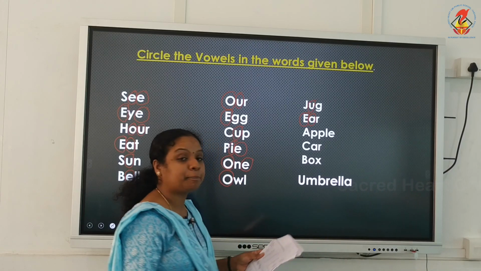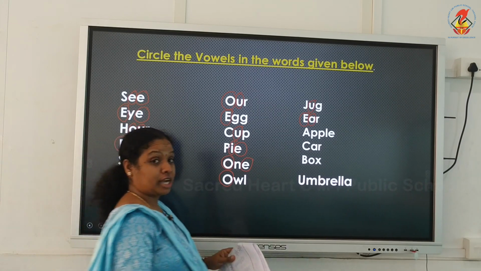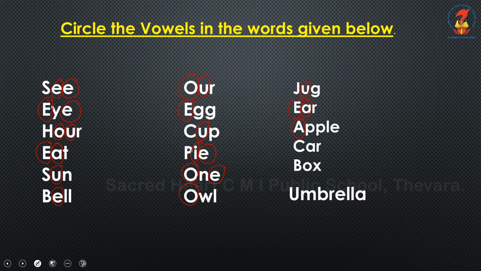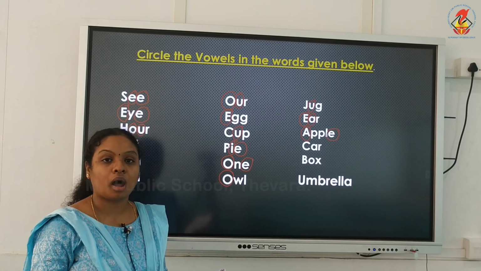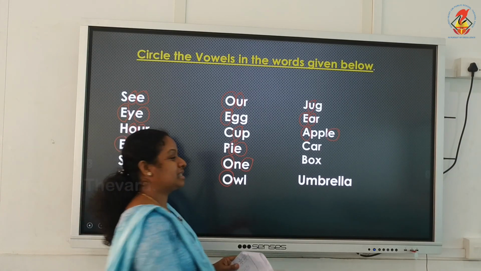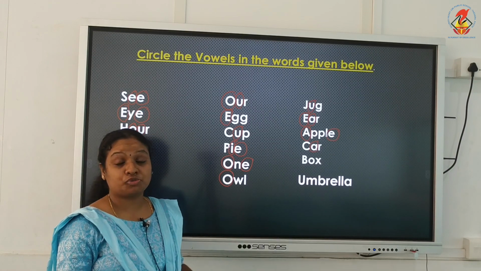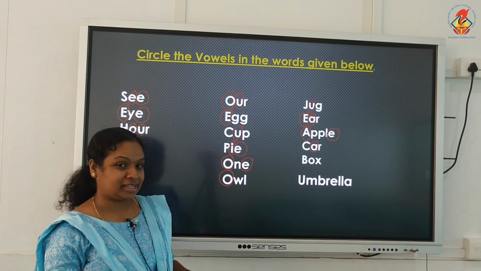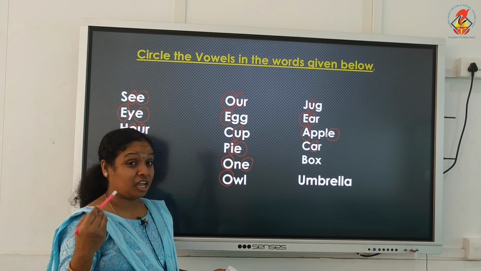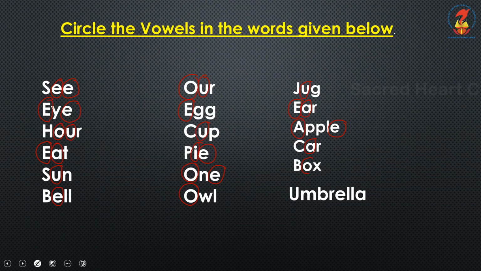And the next one is apple, A-P-P-L-E, apple. Okay, so which are the vowels, children? A, then E. Okay, and the next one is car, C-A-R, car. And which is the vowel? It is the letter A. C-A-R, A is the vowel. And the next one is box, B-O-X, box. And can you say which is the vowel letter? It's O. Okay, good children, it's O.